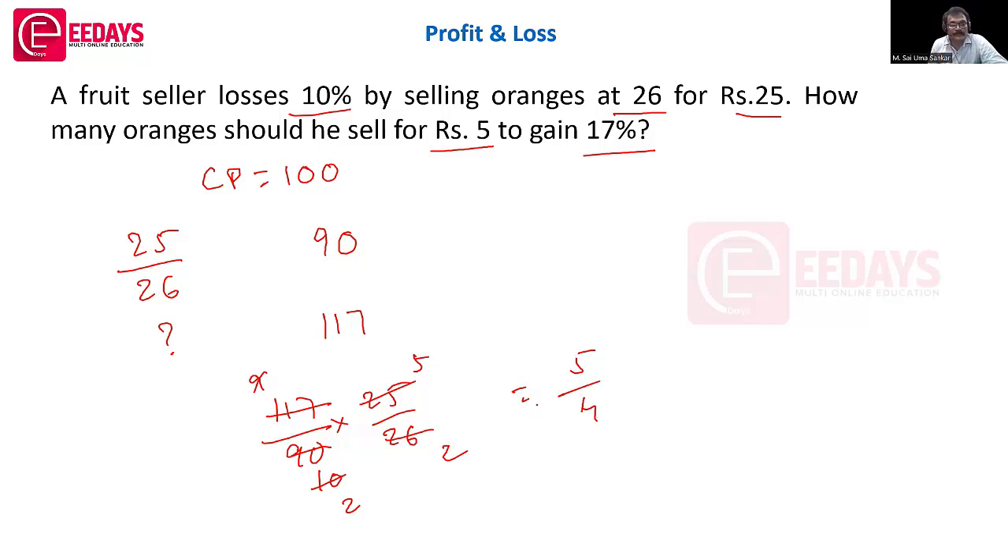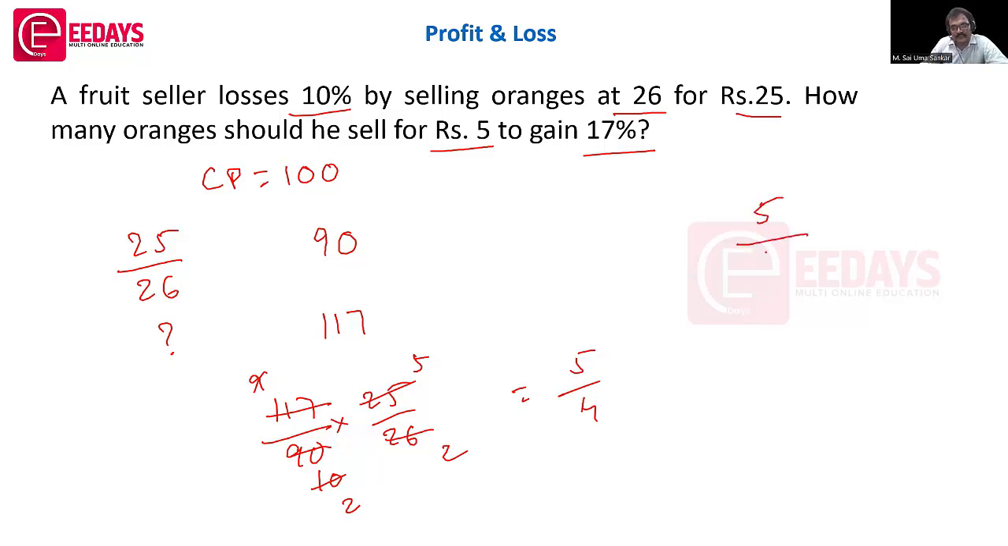Now, if you observe, how many oranges should he sell for 5 rupees to gain 17%? Suppose the selling price of each orange is equal to 5 by 4, that person gets 17%.